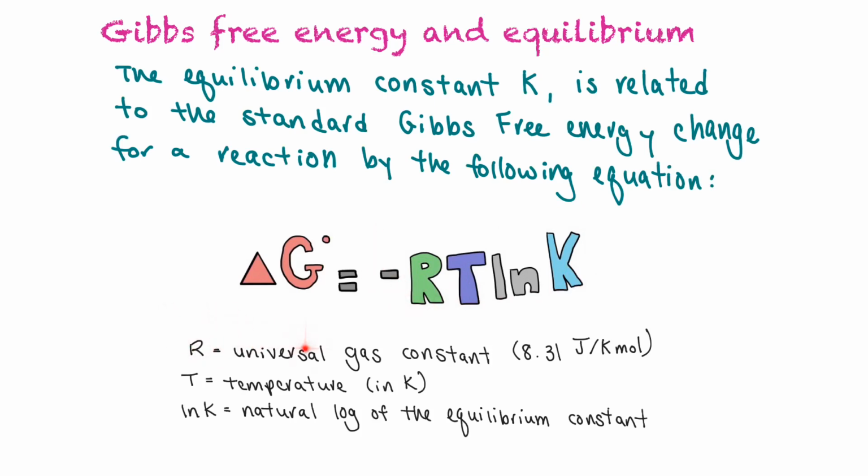R is the universal gas constant, 8.31 joules per Kelvin mole. Temperature is T in Kelvin, and ln K is the natural log of the equilibrium constant K. This formula doesn't have to be memorized because it can be found in section 1 of the IB data booklet.